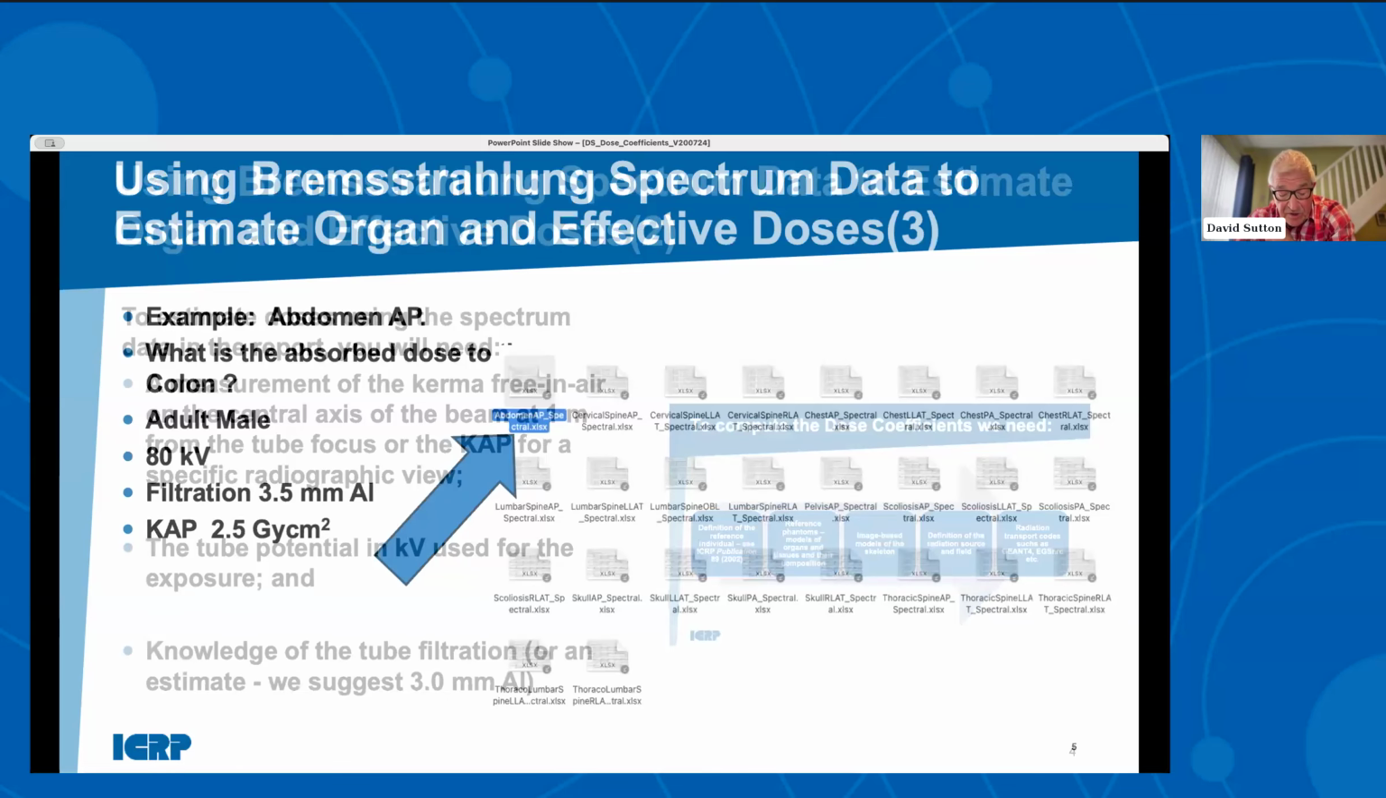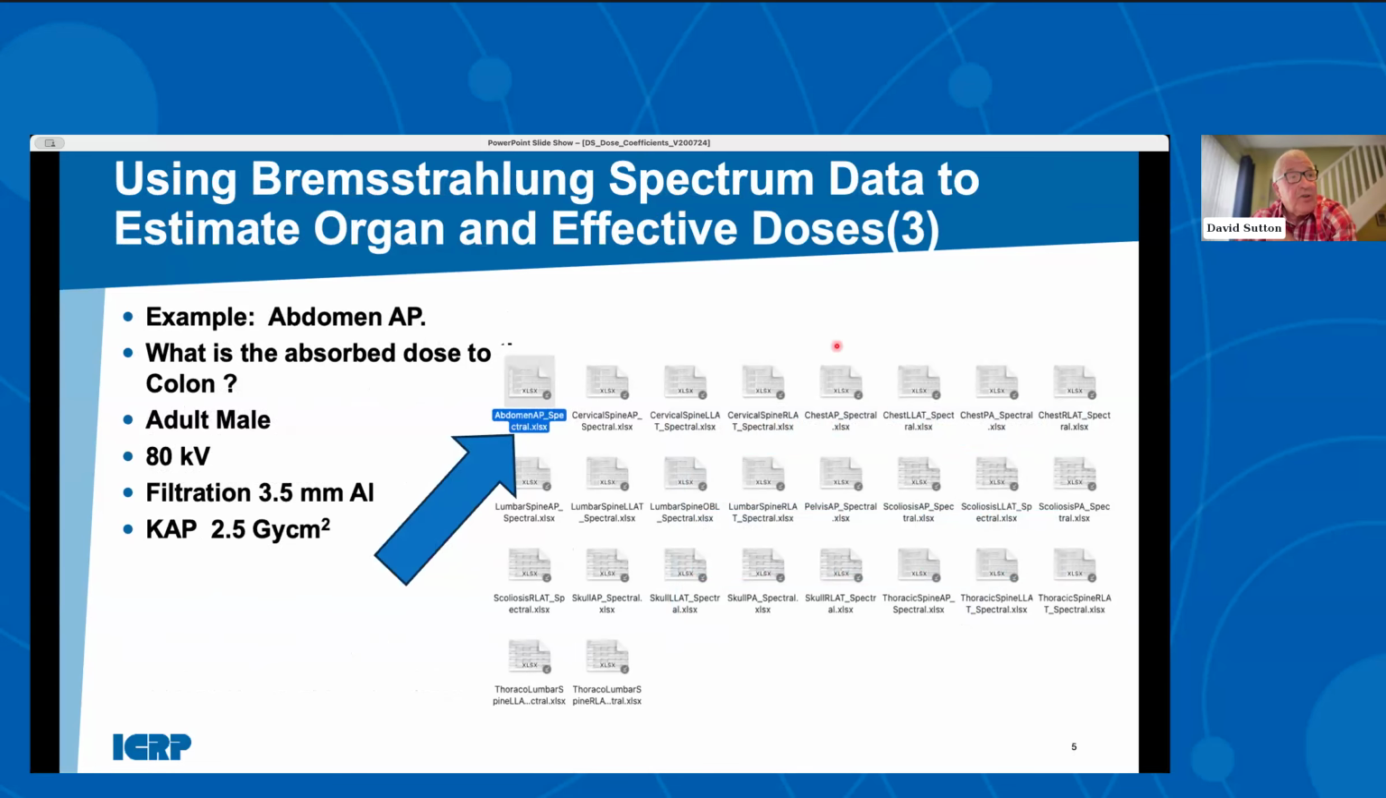So here's the specific example. The examination is an abdomen AP. We want to know what the absorbed dose to the colon is using the adult male phantom. The tube potential is 80 kV, the filtration is 3.5 millimeters of aluminium, and the kerma area product is 2.5 gray centimeters squared.